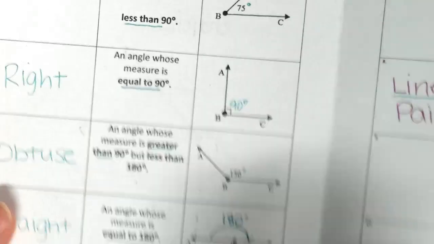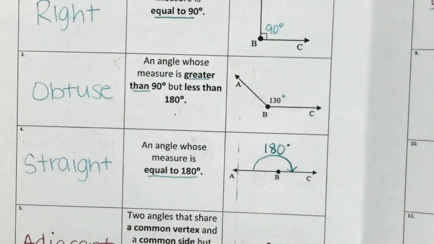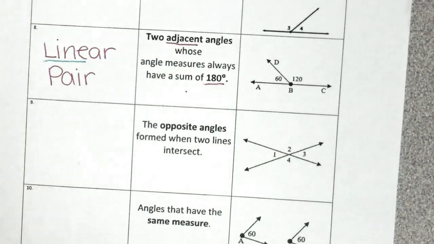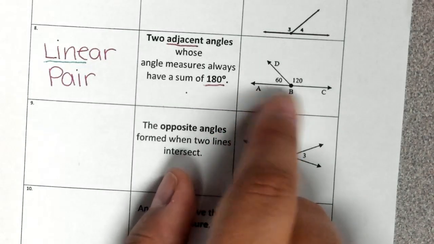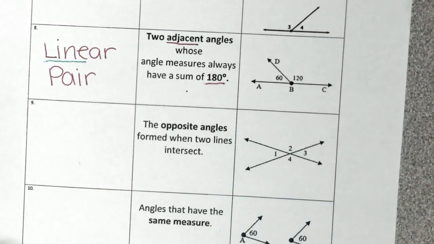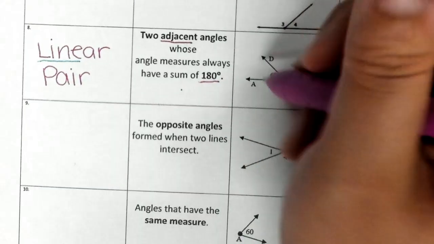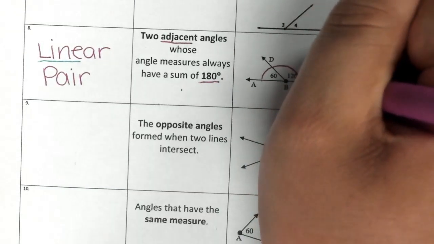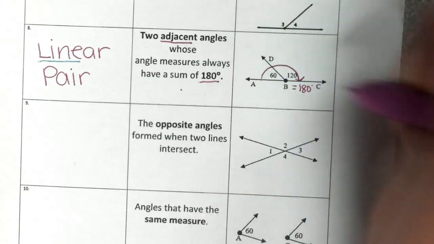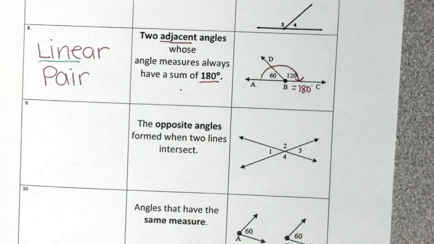What is a straight angle? Hey y'all, look. A straight angle is one angle that equals 180 degrees. A linear pair is two angles that equal 180 degrees. And they must be next to each other. They must be adjacent. So can you please do a little loop right there and make it equal 180 degrees. All right.